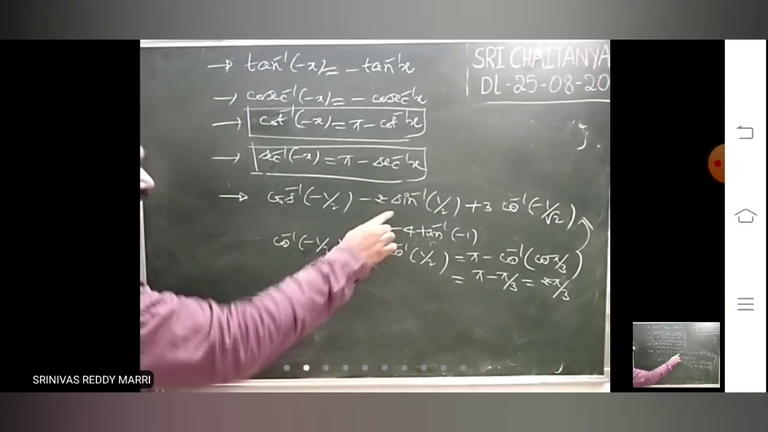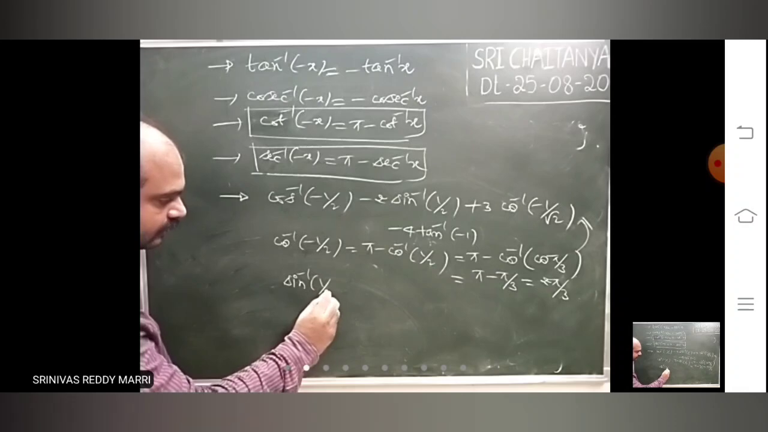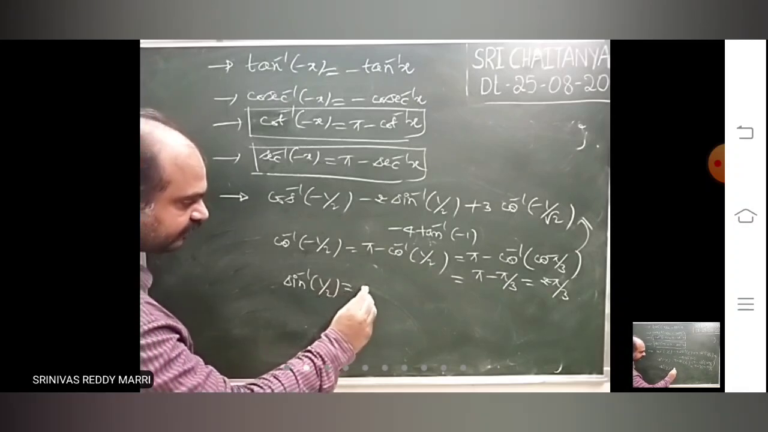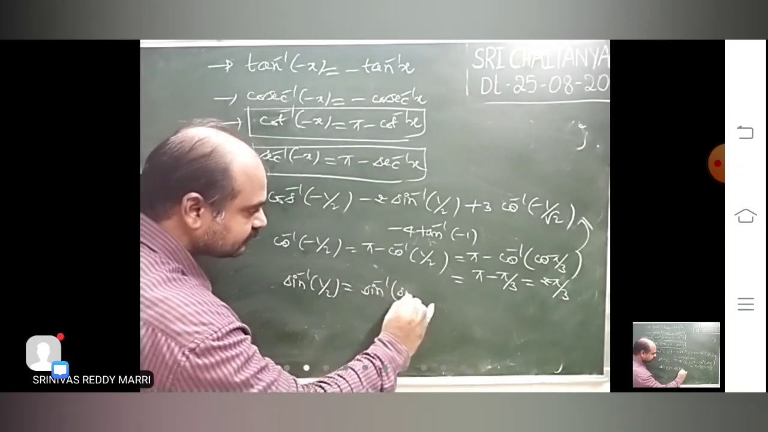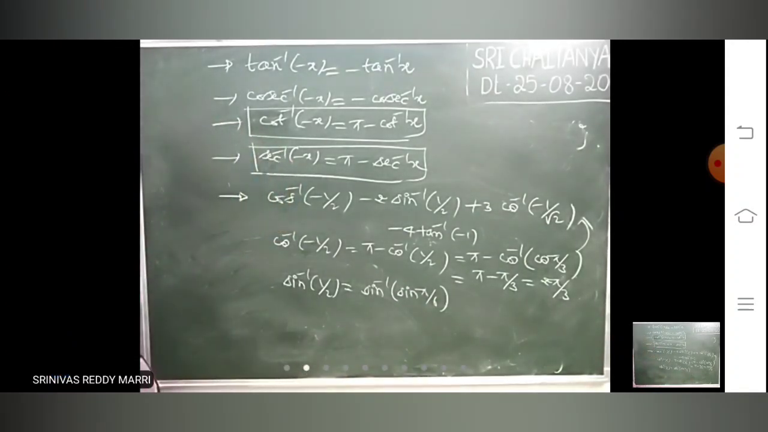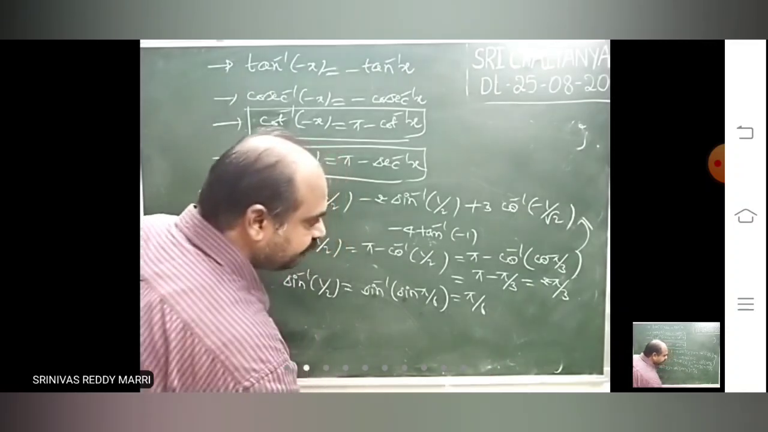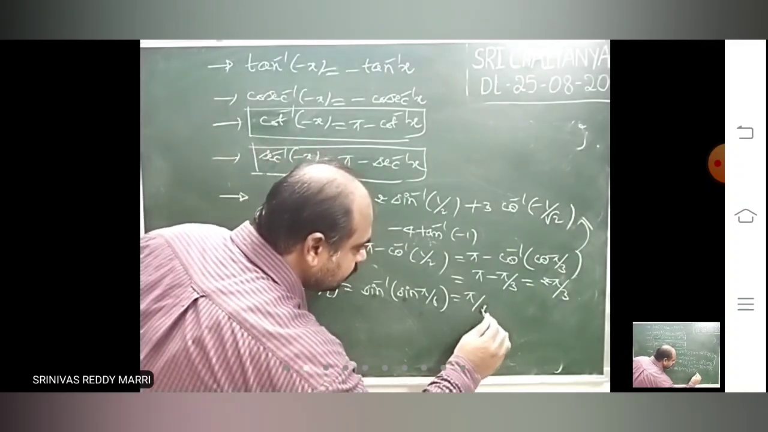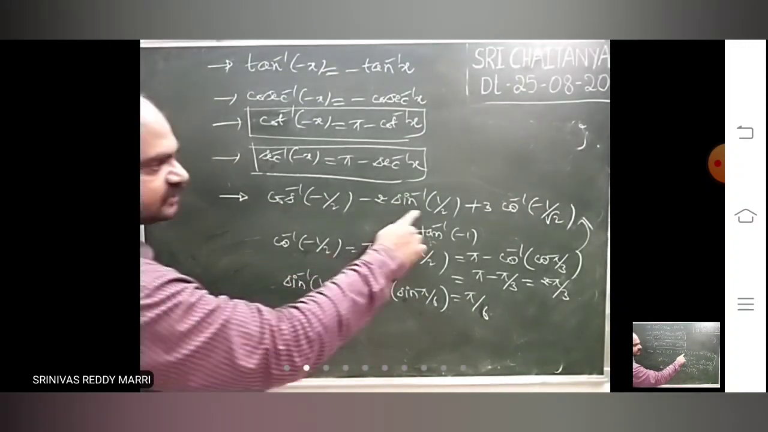So sin inverse 1 by 2 you take. You write it like this. Sin inverse sin pi by 6. Directly sin 30. That means sin inverse sin x is x. Pi by 6. This is the value. Pi by 6. Right? Over. This is over.